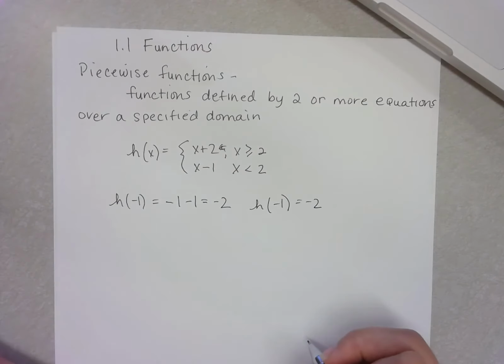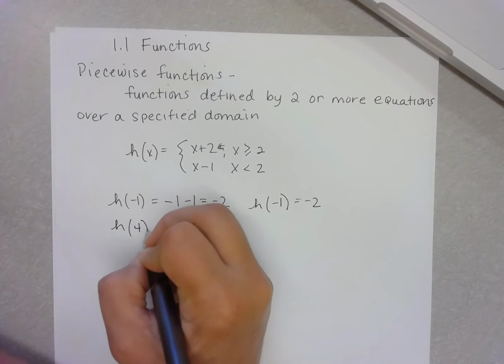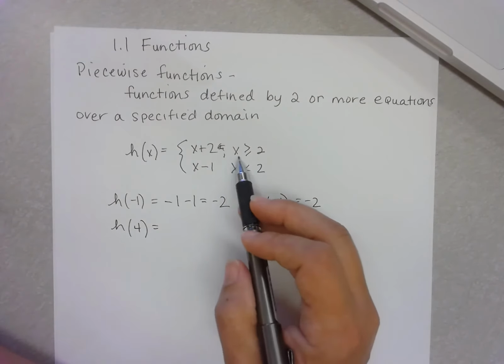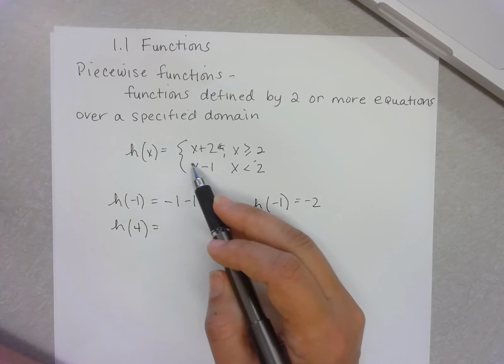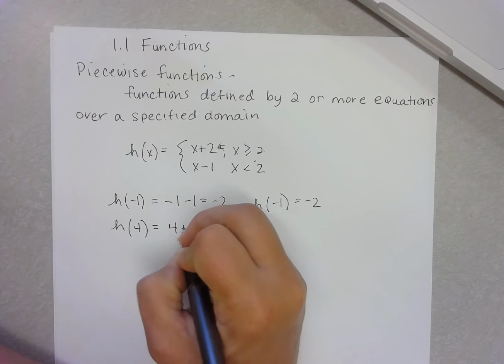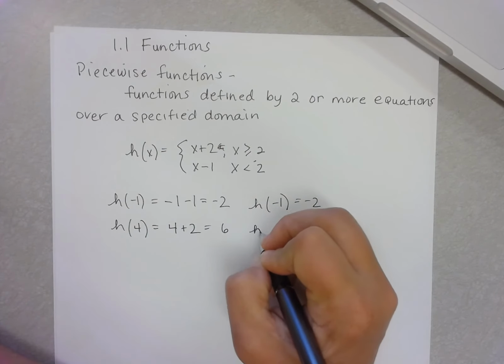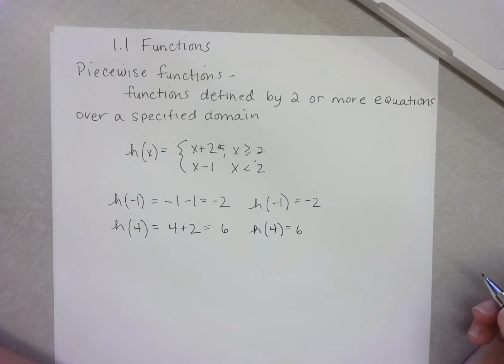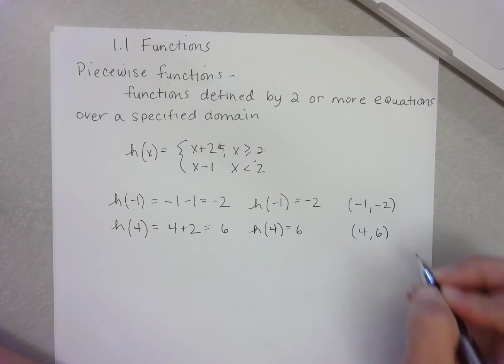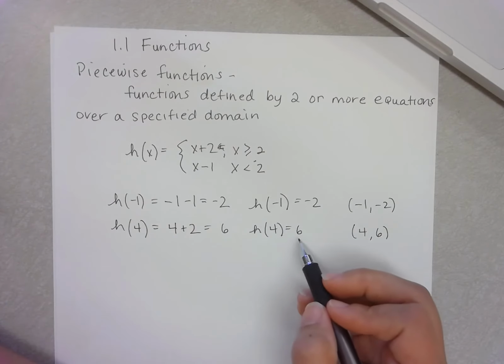All right, so let's look at another value. Let's say h of 4 is equal to... all right, so now I'm looking for where 4 is defined. 4 is larger than 2, so that means I'm going to plug my 4 into this top piece. So I end up with 4 plus 2, which is 6. That means h of 4 is equal to 6. These would be ordered pairs also when I go to graph them: negative 1, negative 2, and 4, 6. This is my x value, and h of 4 is equal to 6 is my y value.